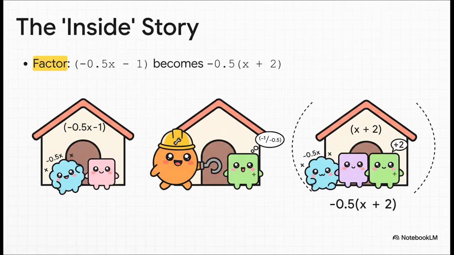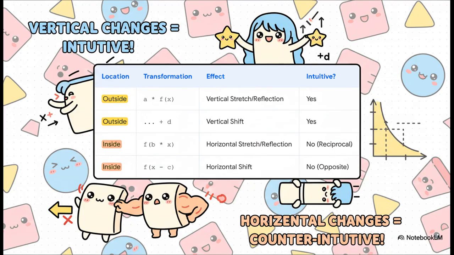And what's our rule? We have to factor first. So we pull out that -0.5, and what's left inside is x plus 2. And now it's clear. The -0.5 flips the graph across the y-axis, and it stretches it horizontally by a factor of 2, because 1 divided by 0.5 is 2. And that plus 2 inside means we shift the whole thing left 2 units. Done.